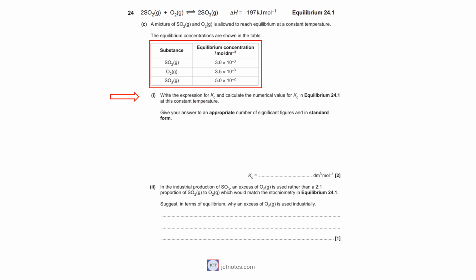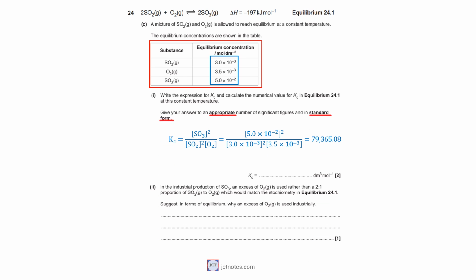The equilibrium constant is straightforward, and replacing the values given in the table, I obtain 79,365. To give the answer to an appropriate number of significant figures, we need to have a look at the format of the data provided. As the concentrations are given with 2 significant figures, we give the answer with 2 significant figures. Using the standard form, the answer is 7.9 by 10 to the power of 4.